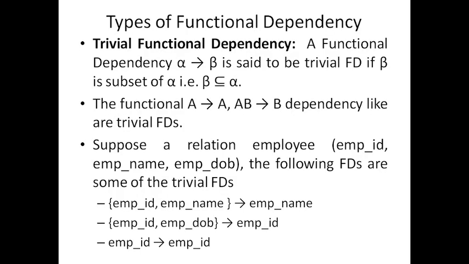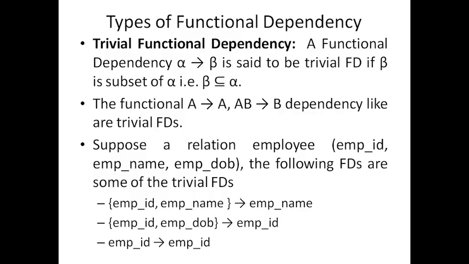Okay, next we will see types of functional dependency. First one is trivial functional dependency. A functional dependency alpha determines beta is said to be trivial if beta is a subset of alpha. Examples for trivial functional dependencies are A determines A and AB determines B. In both the cases, the right hand side is a subset of left hand side.